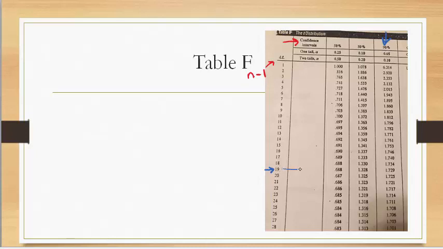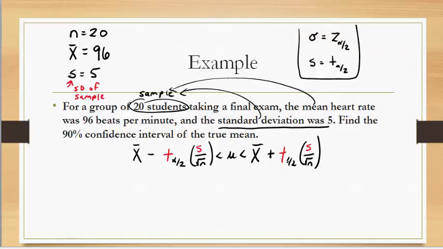All right, so I'm going to come across here, and I'm going to come down here. And so my t-value is going to be 1.729. All right, so I'm going to come back over here, and let's write that down so we don't forget it. 1.729.